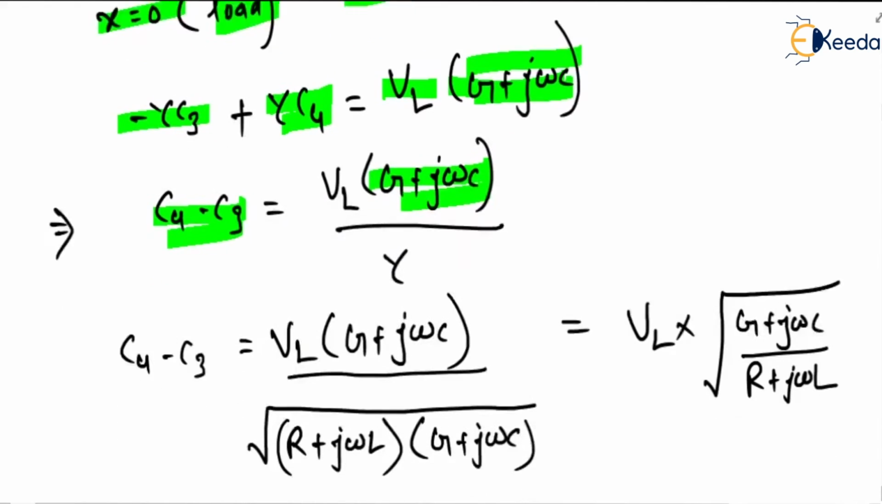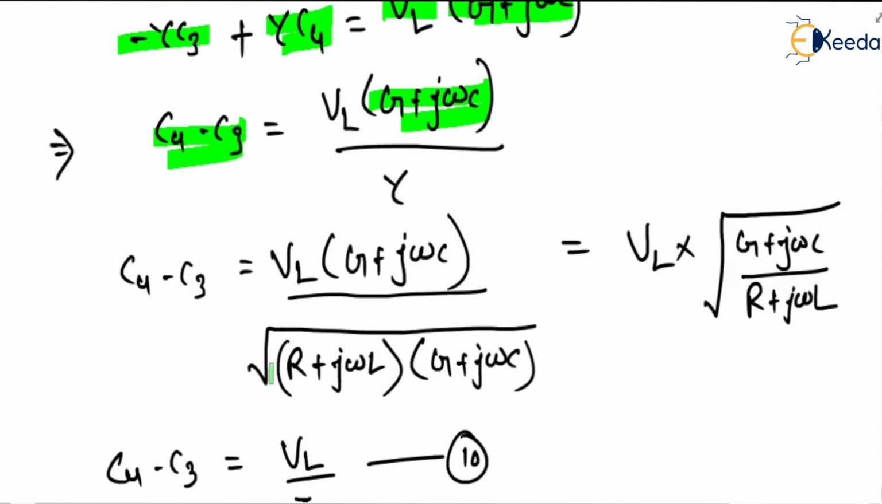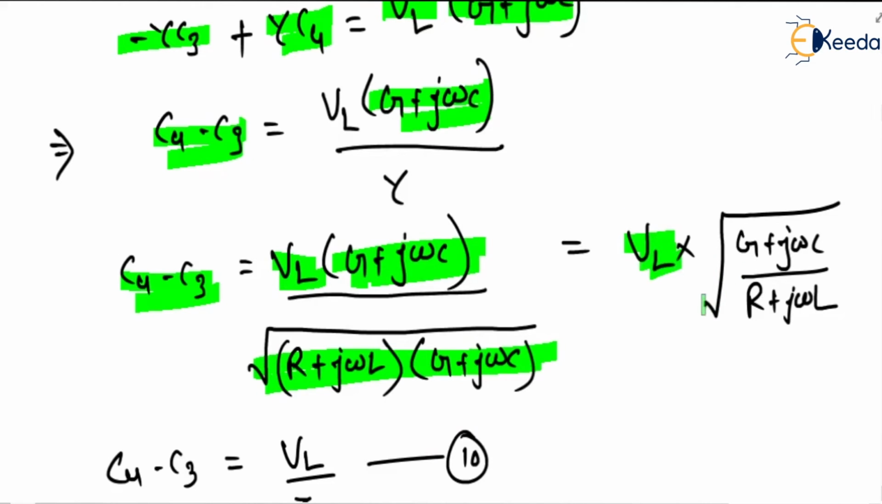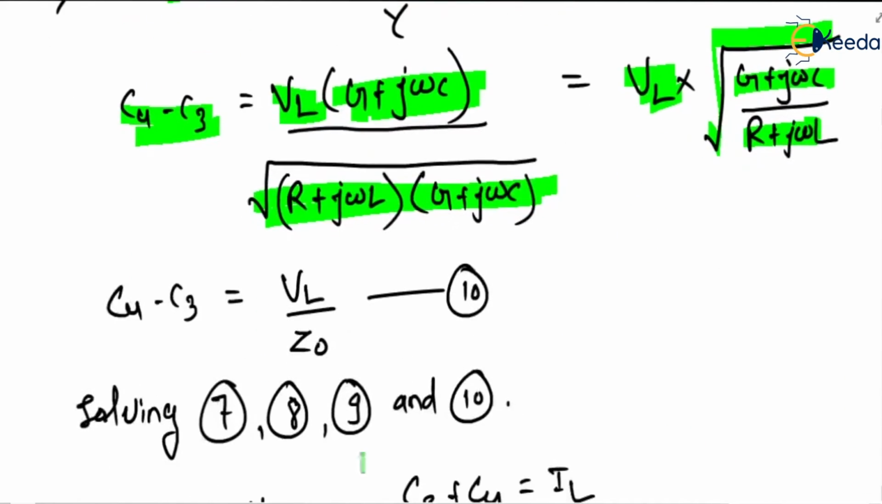And what is the value of gamma? It is the square root of (R plus j omega L) into (G plus j omega C). So C4 minus C3 is equal to VL into (G plus j omega C) divided by the square root of (R plus j omega L) into (G plus j omega C), and that is VL into the square root of (G plus j omega C) divided by (R plus j omega L). So this is 1 by the characteristic impedance. So C4 minus C3 is equal to VL divided by Z naught.